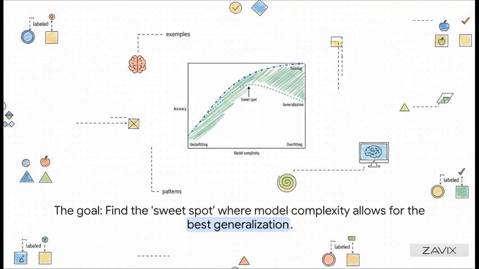This chart lays it out perfectly. As the model gets more and more complex, that's the line along the bottom, its accuracy on the training data it's already seen, that dotted line, just keeps going up and up. But look at the solid line. That's its accuracy on new data. It rises to a peak, and then it starts to fall as the model begins to overfit. Our goal, always, is to find that perfect sweet spot right at the top of the curve.